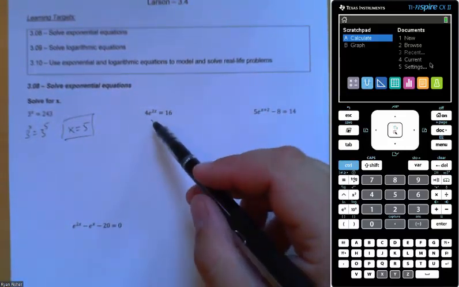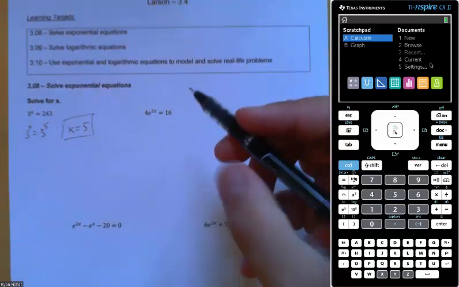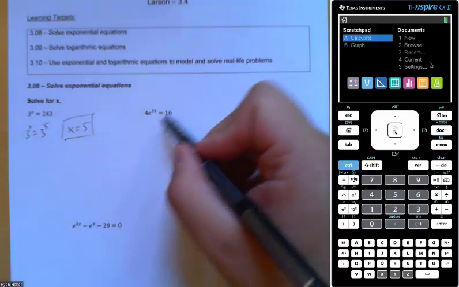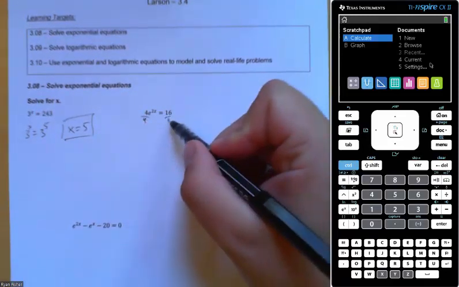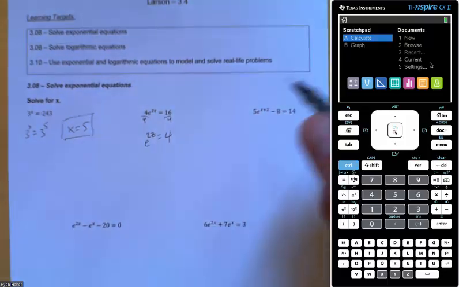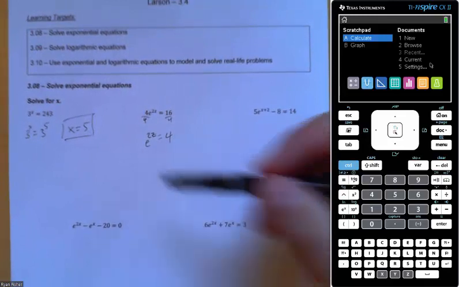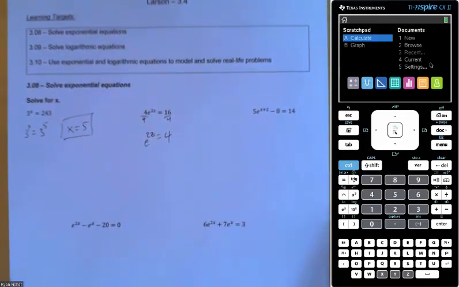Let's see, 4e to the 2z equals 16. Well, I'm going to start by getting this base by itself. I'm going to divide everything by 4. e to the 2z is equal to 4. What do I do from here? I don't know how to rewrite 4 as e. However, that doesn't need to stop me.